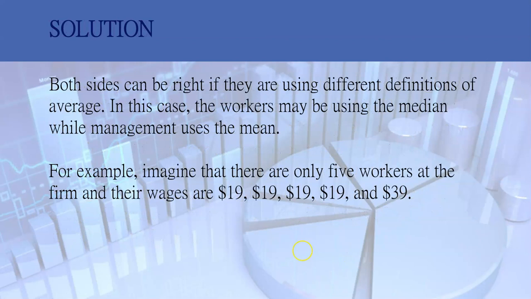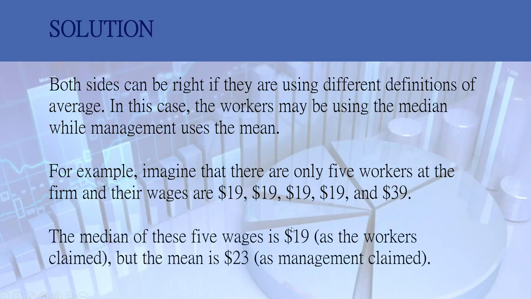Let me give you an example. So let's say that there's 5 workers at the company and their wages are $19, $19, $19, $19, and $39. If you calculate this average using the median, then it is actually $19. And median is a way of finding an average. But if you were to calculate this average by finding the mean, adding these 5 up, and then dividing by 5, you actually do get 23. So the management might be finding the mean, and the workers are finding the median.